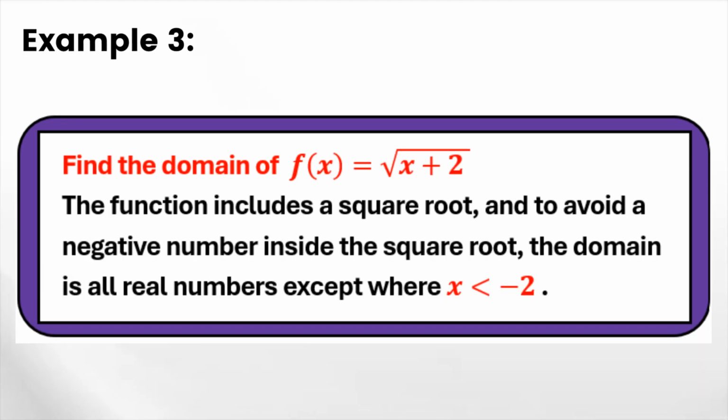Example 3. We consider a radical function. We all know that radical functions cannot take a negative value. If x is less than negative 2, then I will have a negative value inside my radical. So the domain is all real numbers except where x is less than negative 2.